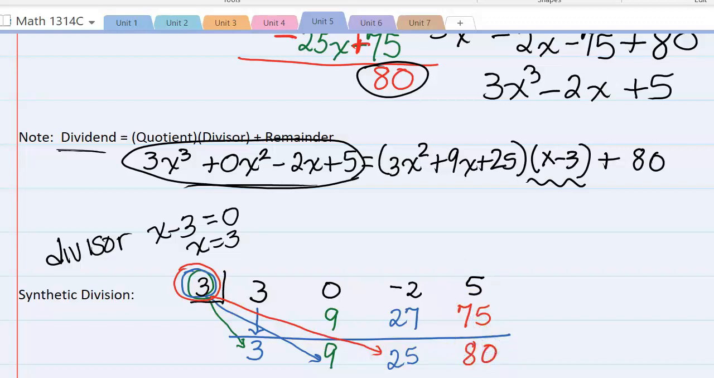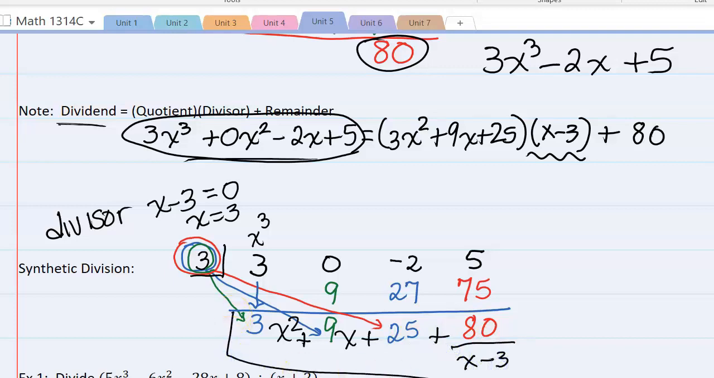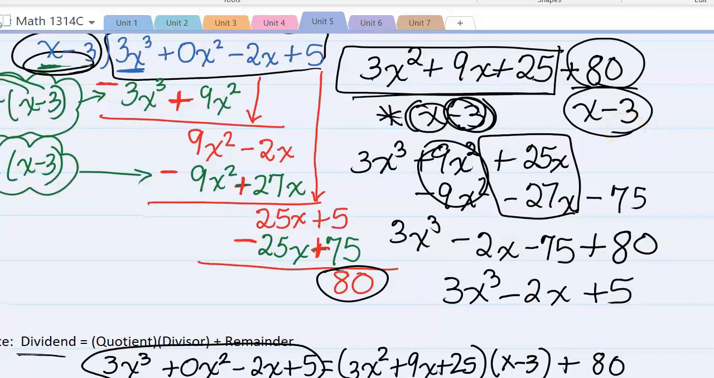So check this out. We could have done this division and found out that my answer would be 3x squared. Why x squared? Because this was x cubed. So this is what we call the depressed polynomial. It comes down by 1 degree. So it would be 3x squared plus 9x to the 1 power plus 25 plus 80 over your divisor. And that is the same result we got when we did long division. That's this one up here, when we did long division.